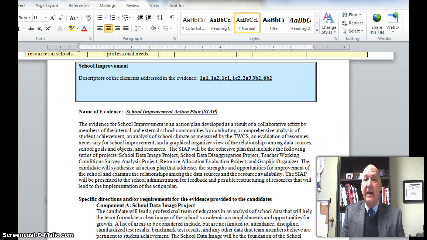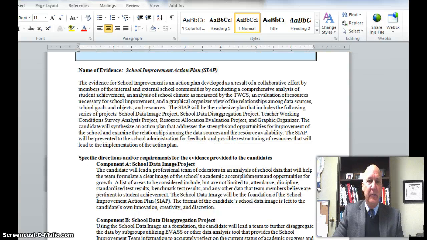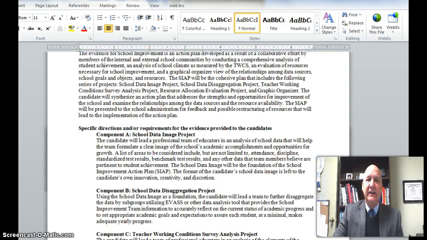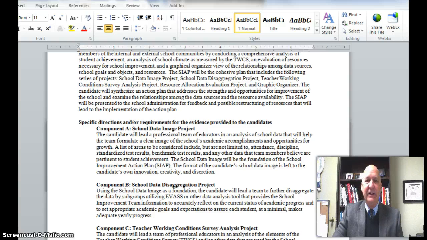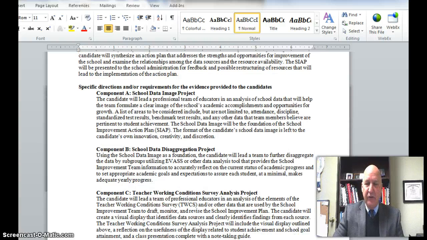So, from the MELS handbook, which is in the MELS information in Blackboard, number 6, the SIAP is the School Improvement Project. And you have previously completed SIAP A, B, and C. To go backwards in order to go forwards, the SIAP A is the School Data Image Project. It is primarily focused on student achievement, but lots of other data as well: attendance, discipline, benchmark data pertinent to student achievement, and you should have disaggregated this data.